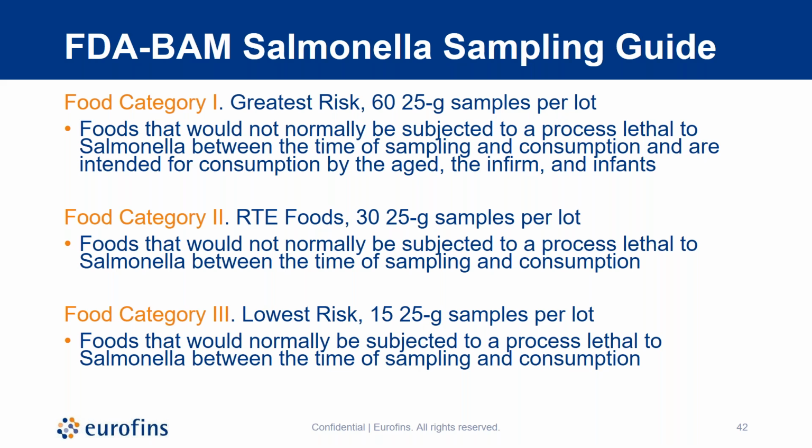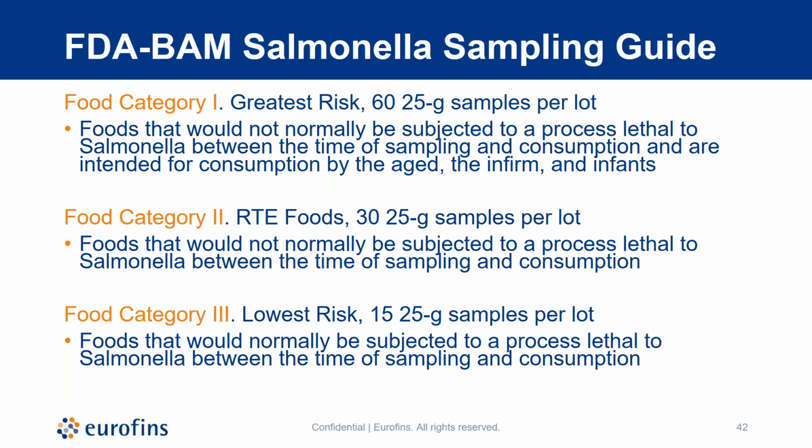Okay. A food that is ready to eat, but it is destined for an average consumer, then the recommendation is 30 25-gram samples. And then if it's a category 1 food, so this is a product that is ready to eat, destined for a high-risk consumer. So hospitals, daycare centers, congregate care centers, and the like, then we're up to 60 25-gram samples.